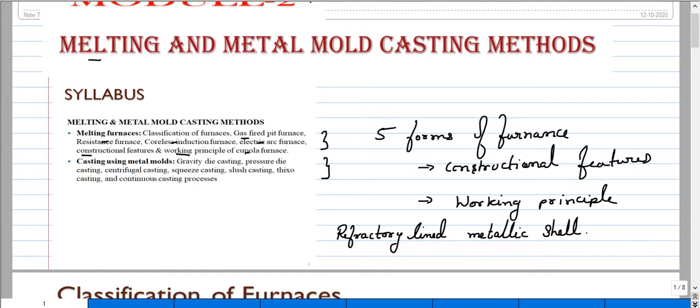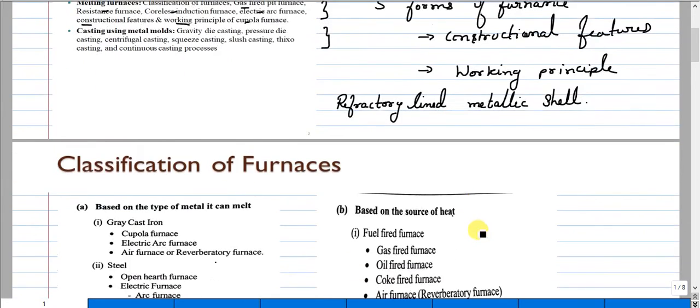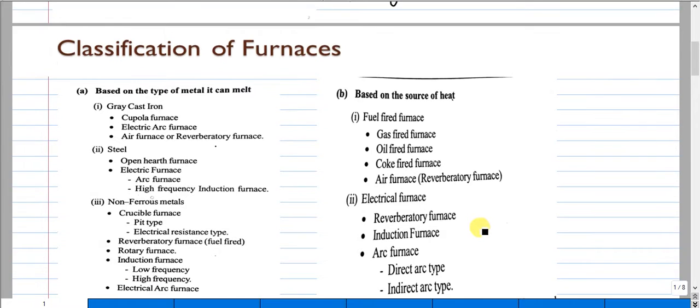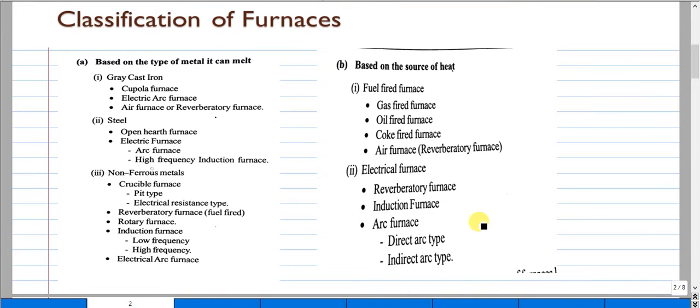Okay, next, the next part is classification. This is a very important part, how the furnaces are being classified. We have two titles: based on the type of metal that it can melt and based on the source of heat. So we have the first variation.